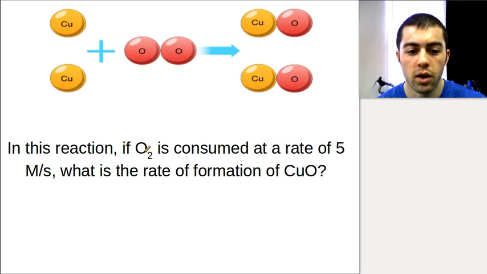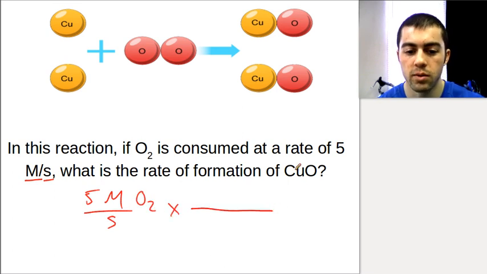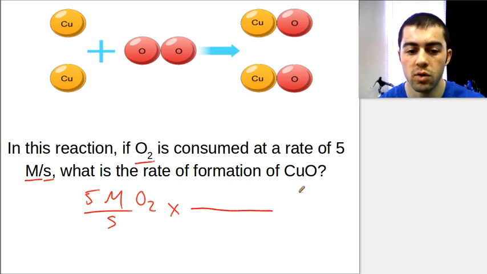If we have O2 being consumed at a rate of 5 molar per second, so this is again a concentration per unit time, what is the rate of formation of CuO? So we have 5 molar per second of O2, and we're trying to find what's going to happen to CuO. This is going to be very similar to the stoichiometry conversions that we did before. So we're seeing what is the relationship between O2 and CuO. Again, we have O2, we'll put that on the bottom so that it cancels out. We're looking for CuO. So all we have to use here is the coefficients in this reaction.